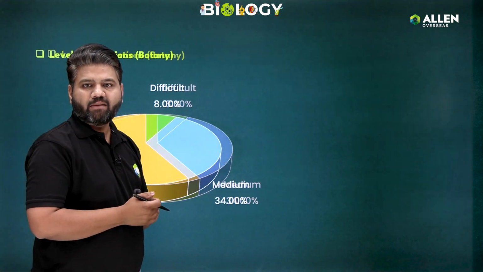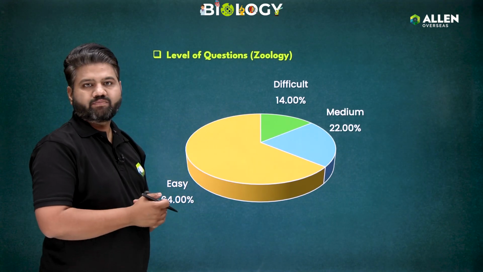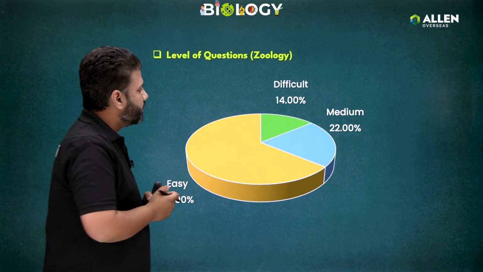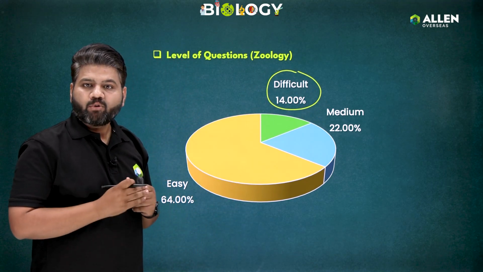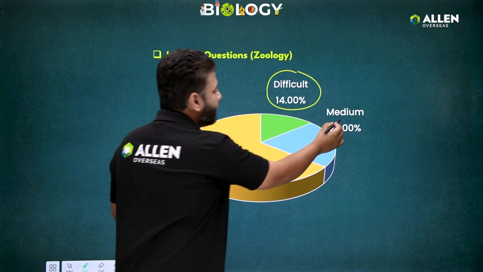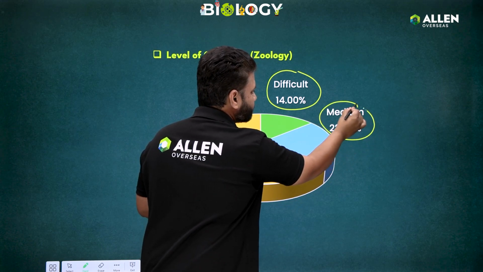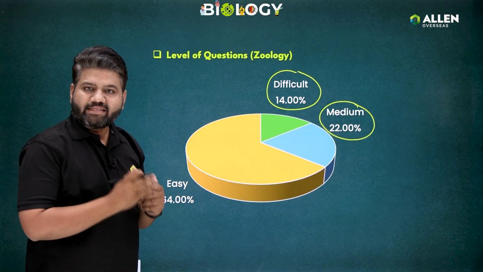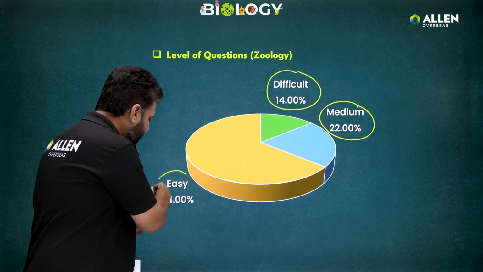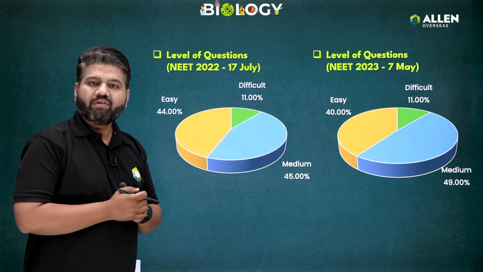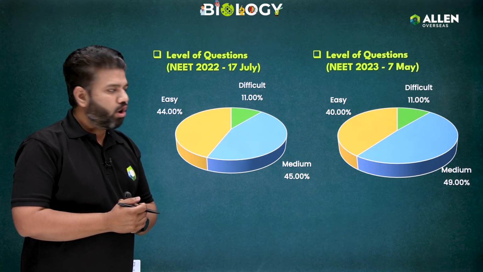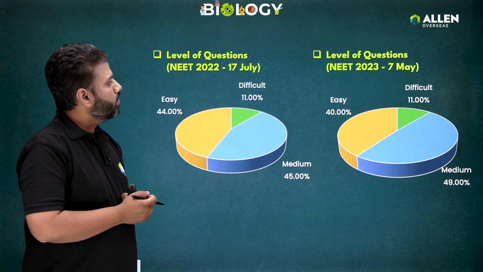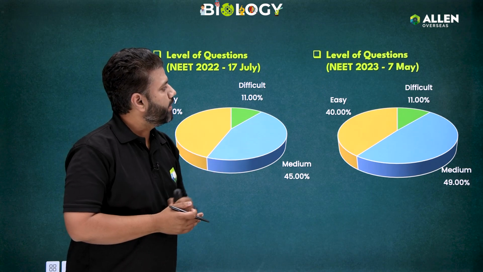Now we will see the same thing for zoology. Difficult questions were 14%, medium questions were 22%, and easy questions were 64%.